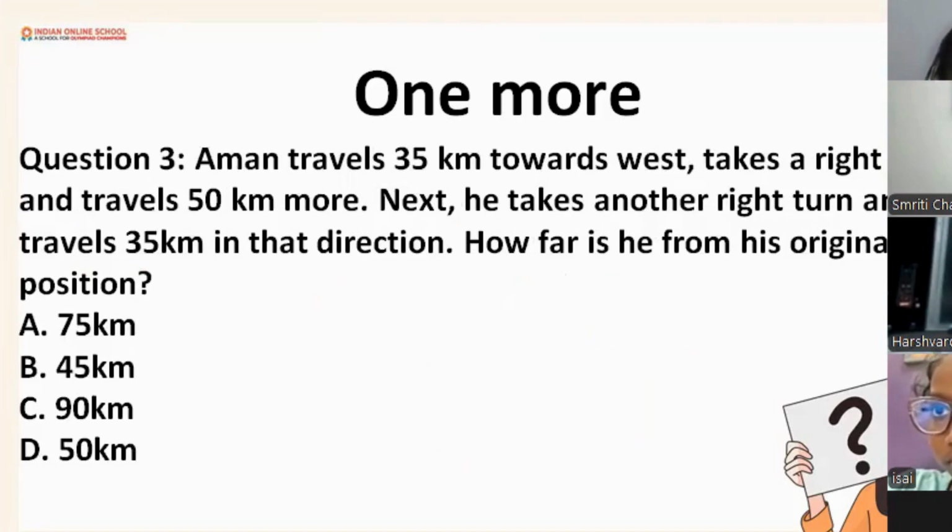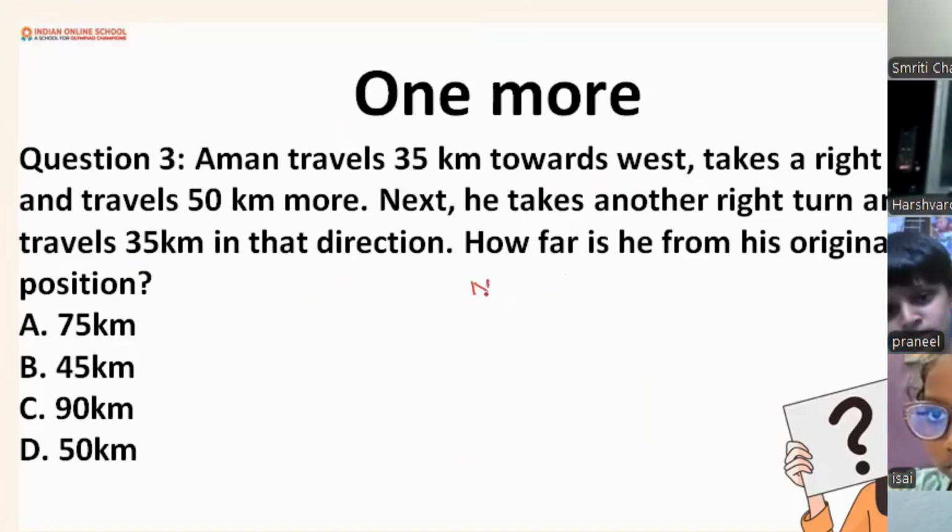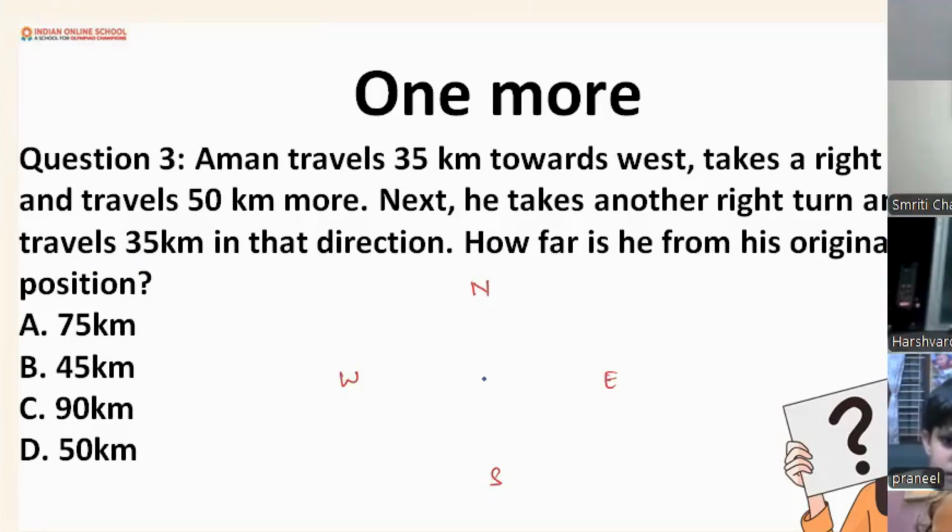Next is Aman travels 35 kilometers towards west. Okay, so let's make the chart first. North, south, east, and west. Okay, now this question is a little bit different. Aman travels 35 kilometers towards west. So whenever we are standing, we are just starting from the middle only. So he travels 35 kilometers towards west like this, 35 kilometers.